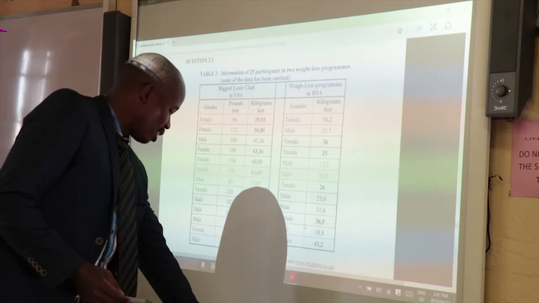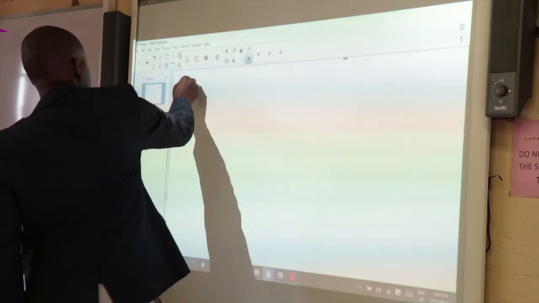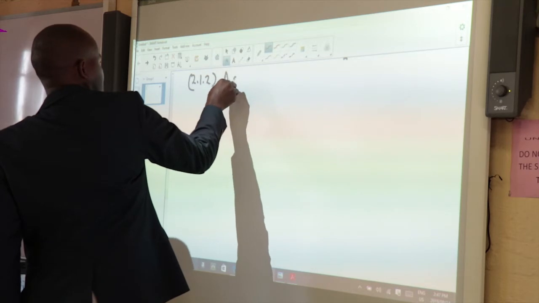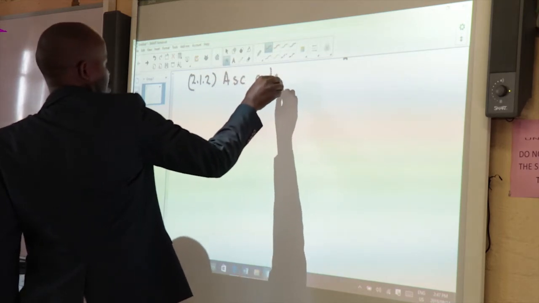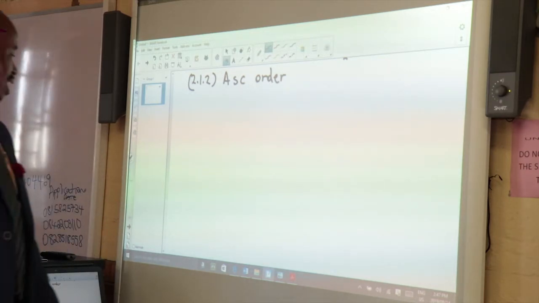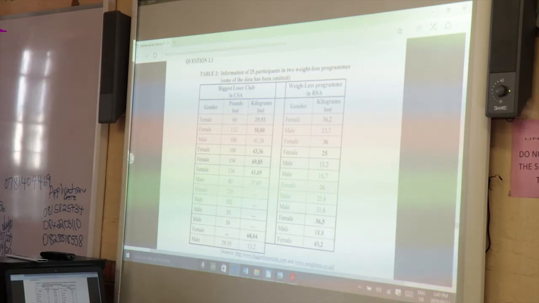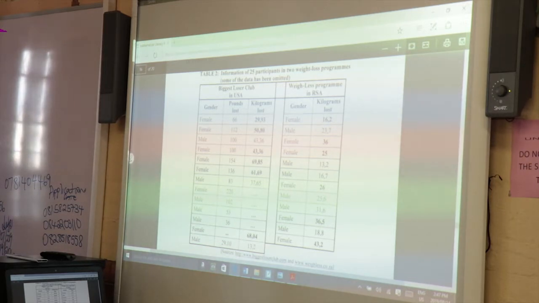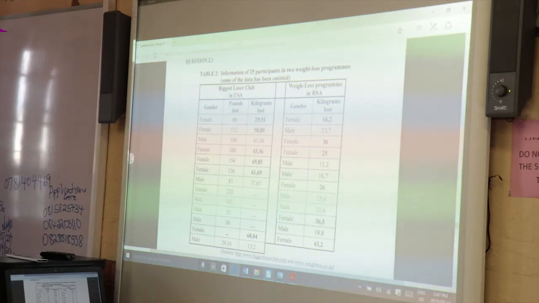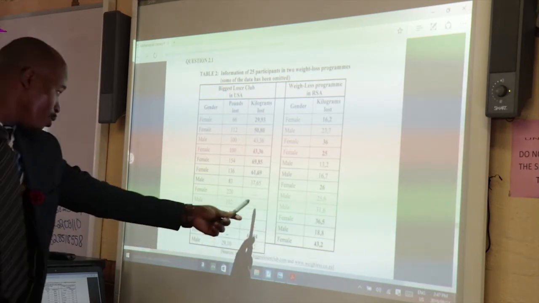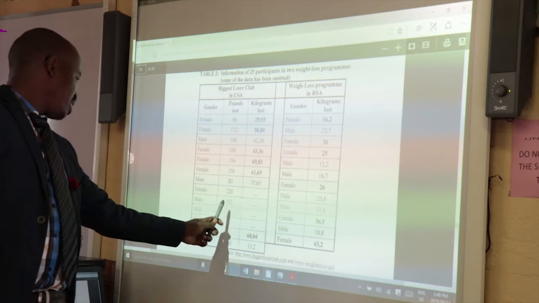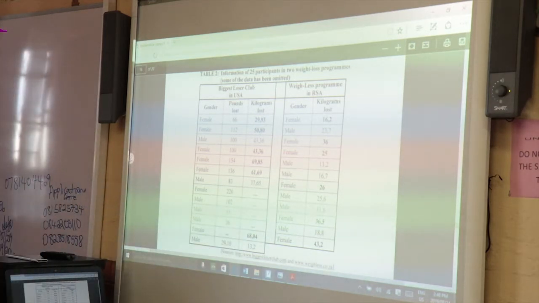The first thing is to arrange these values in ascending order. But you can't arrange values in ascending order if you don't have all the values. There are some values for males that we don't have, like this male here. We only have pounds, we don't have kgs. The statement we are verifying says 33.8 kgs, and it says all males, so we need all the values in kgs before we can arrange them in ascending order.